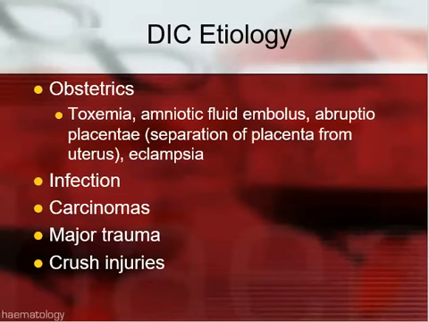Another place we see it a lot is in toxemia and eclampsia, preeclampsia, in obstetrics. Amniotic fluid embolus will do it. Abruptio placentae, so that's when the placenta comes away from the uterus, can cause this. Carcinoma is a big problem, and you will see it around that too.